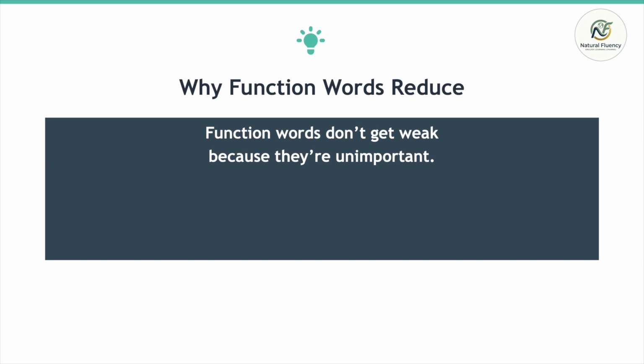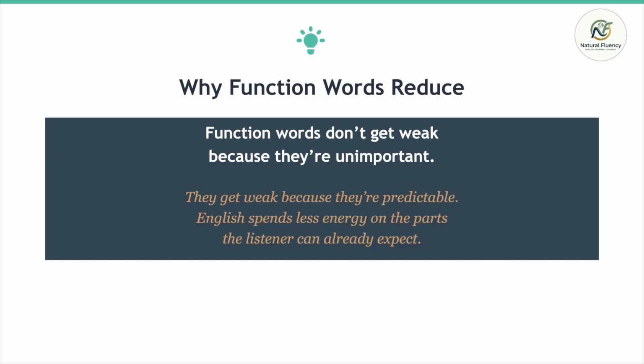Let's clear up one common misunderstanding. Function words don't get weak because they're unimportant. They get weak because they're predictable. English spends less energy on the parts the listener can already expect. That's how English stays efficient.